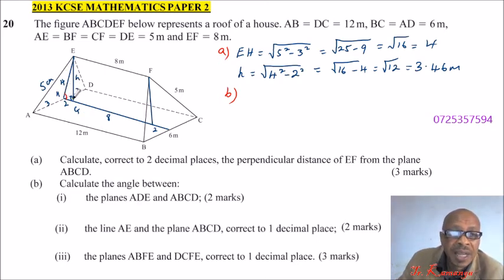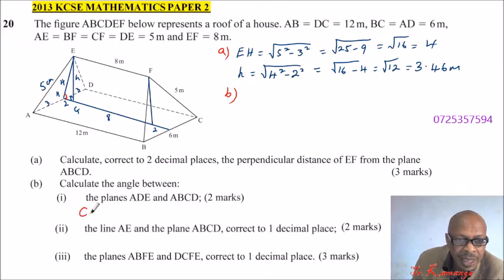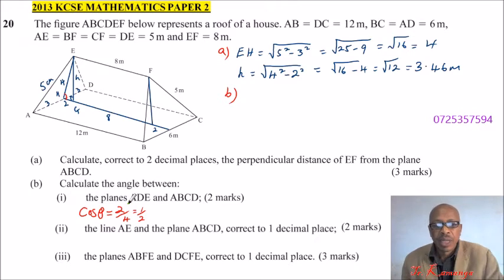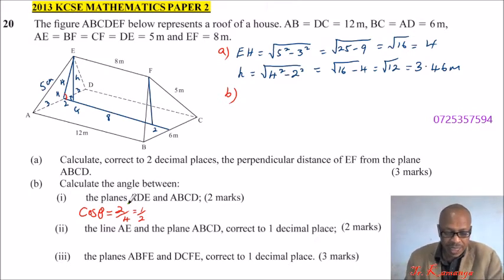And since we have these measurements, we can say cosine of theta, since cosine is adjacent over hypotenuse, is equal to adjacent, which is 2, divided by 4, which is equal to a half. So you use your calculator now and get cos inverse of a half.